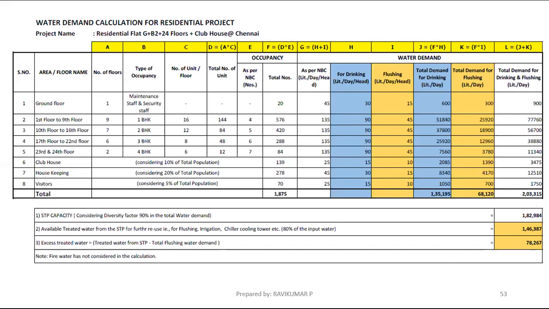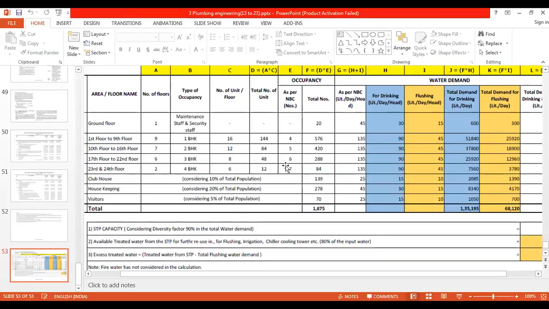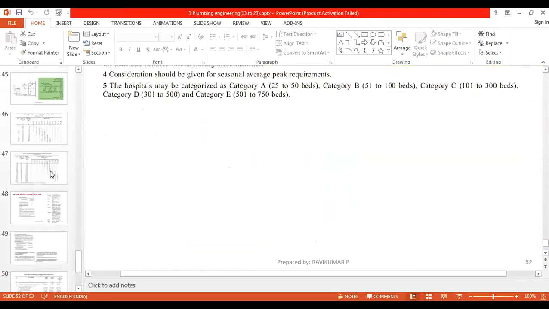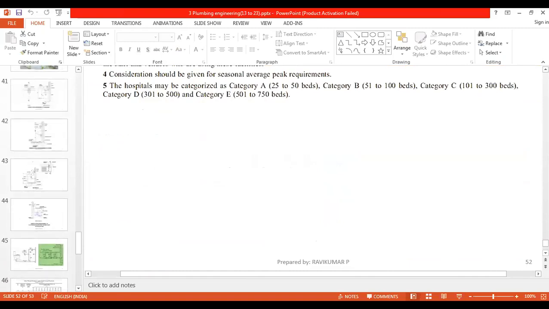This is the water balance sheet, or water demand calculation. Accordingly, you have to arrive at the water storage requirement: underground storage and above ground storage. Yesterday, in the last class, I taught this. So accordingly, whatever type of storage you are going to design, underground, above ground, or overhead tank, you have to design.